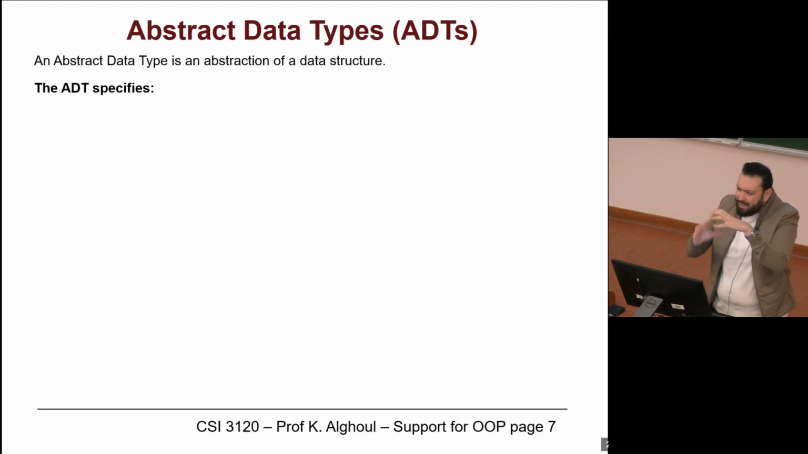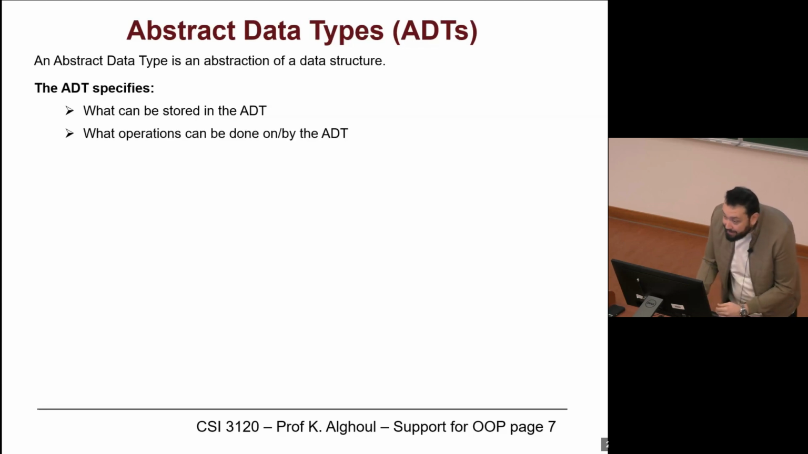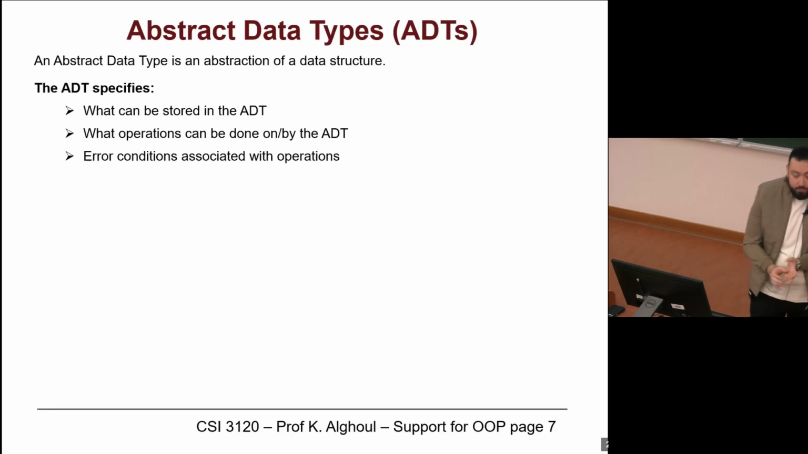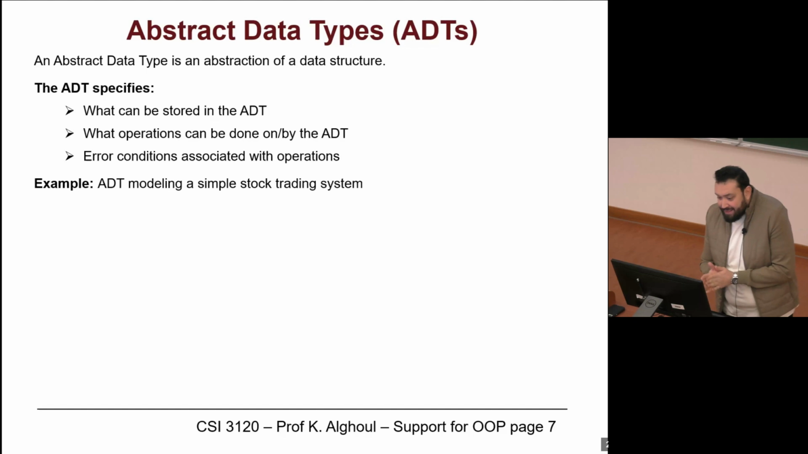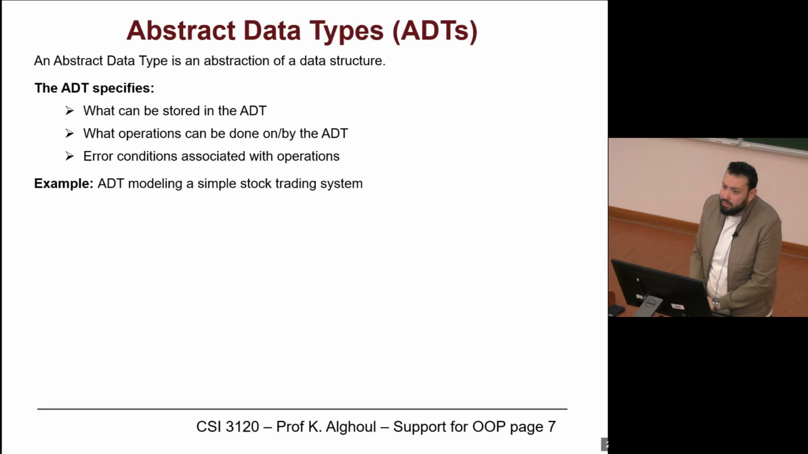So these are the main 3 concepts when it comes to abstract data types: what can be stored in the ADT, what operations can be done by the ADT, and also the error conditions. So if we want to take an example of this, let's take the ADT modeling a simple stock trading system. Okay, so the application is a stock trading system. In this case, what would be the data you can store inside this system? Stock transactions? Exactly.